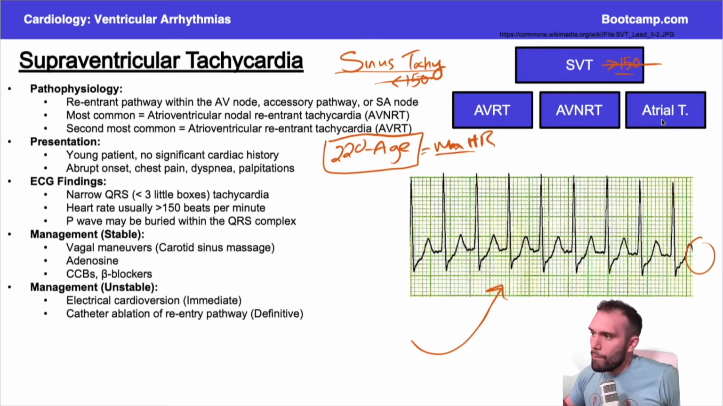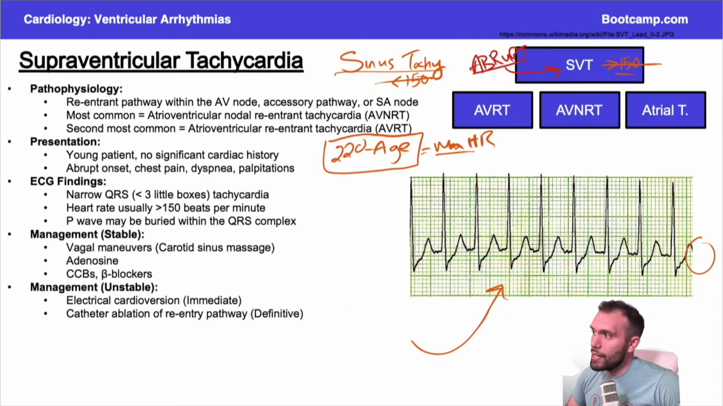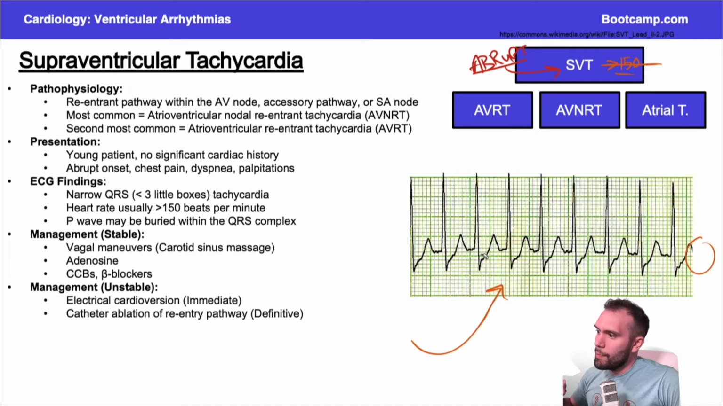So the main difference that I want you to remember when you're thinking about SVT versus sinus tach is that SVT in general is going to tend to be abrupt. Okay, so it's going to onset very quickly and then it's going to resolve very quickly. And usually you don't really know what caused it in a lot of situations. For sinus tachycardia, usually there's something that we're aware of that's causing the tachycardia. Maybe it's anxiety, maybe it's running or doing some kind of physical activity. And then it's going to take some time for that sinus tachycardia to resolve. So that's the big difference that I want to call your attention to when you're thinking, what's the difference between sinus tachycardia and SVT? So that's the biggest thing that I would remember.